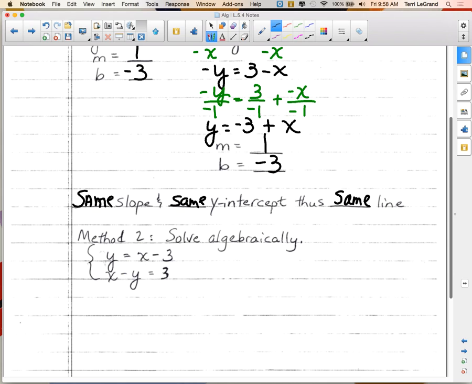If they're the same line, that means what? How many solutions does it have? An infinite number of solutions, because every point it touches, there are several points that they share in common. So if there's at least one solution, it's what kind? Consistent. And if there's an infinite number of solutions, because it's the same line, it's what kind? Dependent. So this is a consistent dependent system.